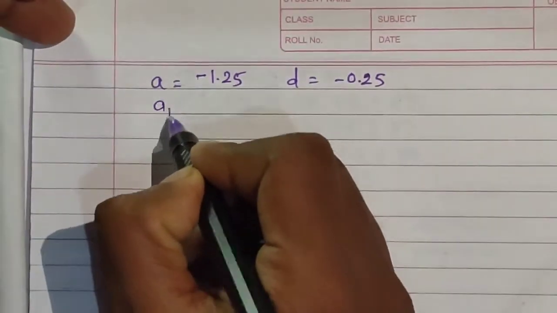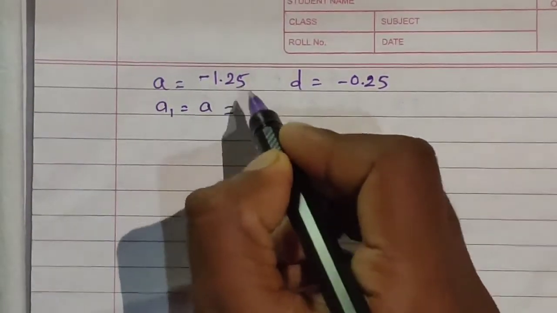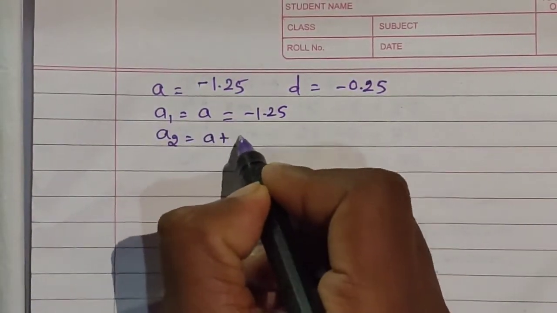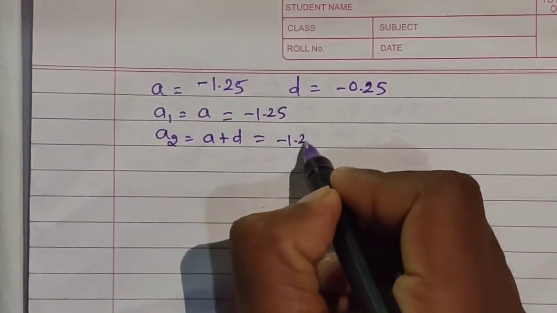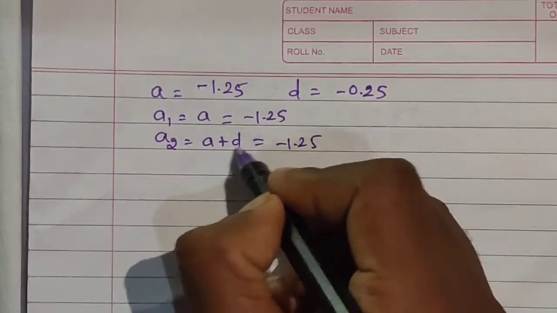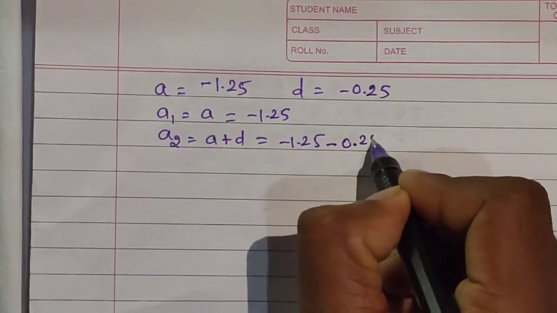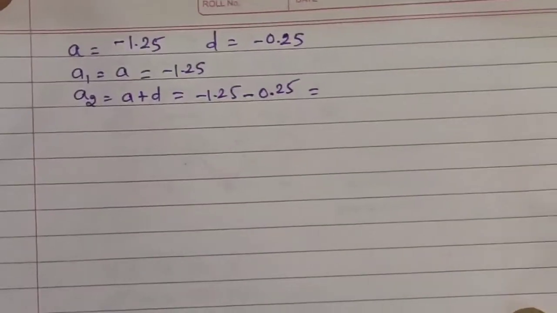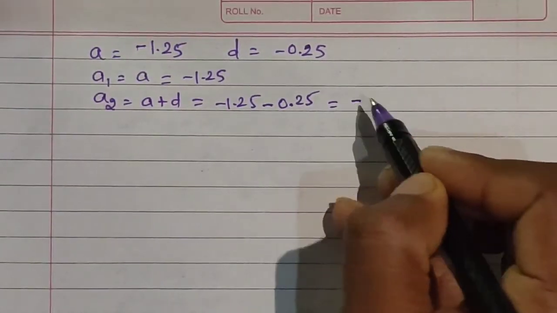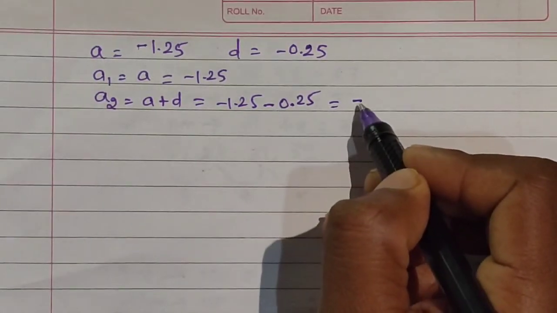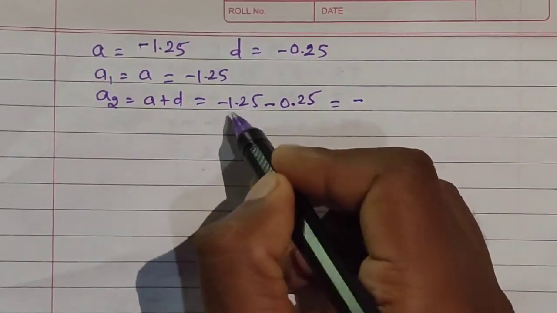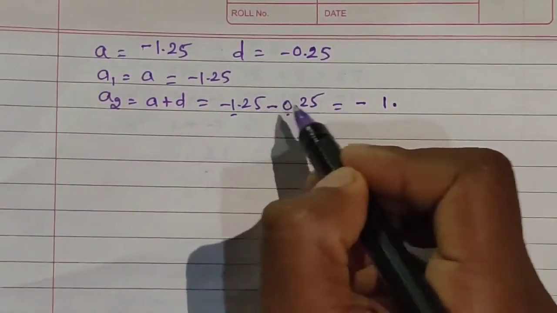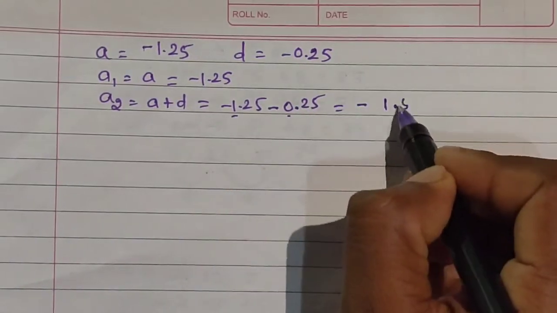First term, that is A1. A1 value is always the A value given, minus 1.25. Second term formula is A plus D: minus 1.25 plus minus 0.25. If two numbers have minus minus, we need to add these two numbers by writing the minus symbol. 1 plus 0, answer is 1, point as it is. 25 plus 25, answer is 50.